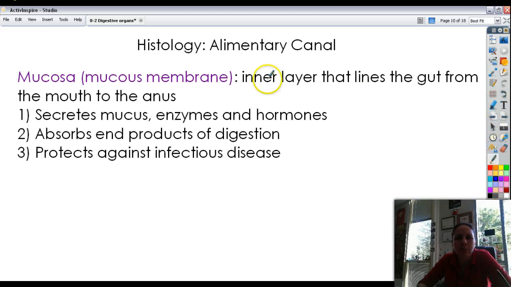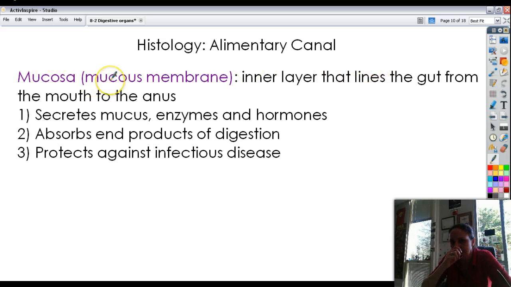So that is called the mucosa. Remember, mucosa is any lining of a wet structure. So inside your nose, inside your mouth, inside your intestines, inside your trachea. So the mucosa is also referred to as the mucous membranes, and this is the inner layer that lines the gut from the mouth to the anus. So it includes the surface of your tongue, your mouth, esophagus, stomach, small intestine, large intestine, all the way to the booty on the outside.